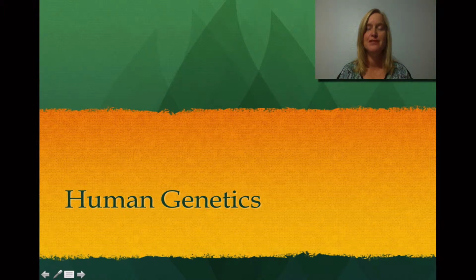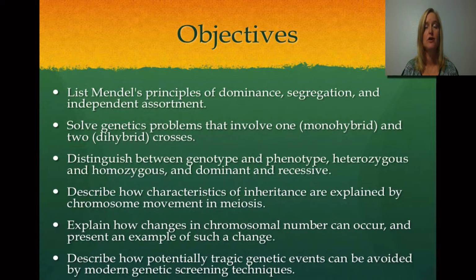Hi, I'm Kim McIntosh, and this lesson is about human genetics. Our objectives here are to talk about Mendel and his experiments that led to his principles of dominance, segregation, and independent assortment. We're going to solve genetic problems that involve monohybrid and dihybrid crosses.